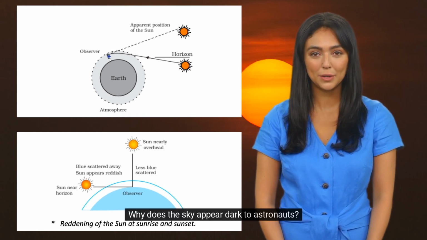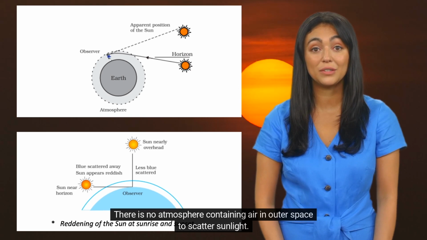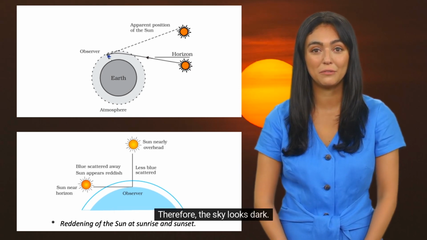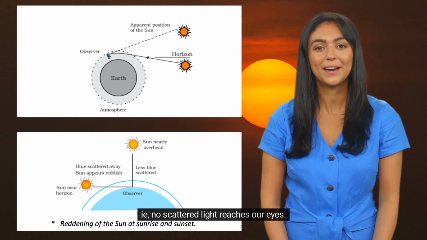Why does the sky appear dark to astronauts? There is no atmosphere containing air in outer space to scatter sunlight. Therefore, the sky looks dark, i.e., no scattered light reaches our eyes.